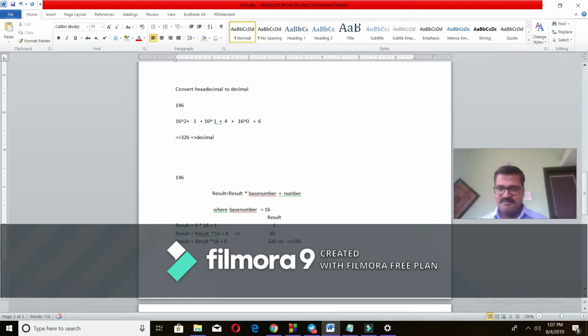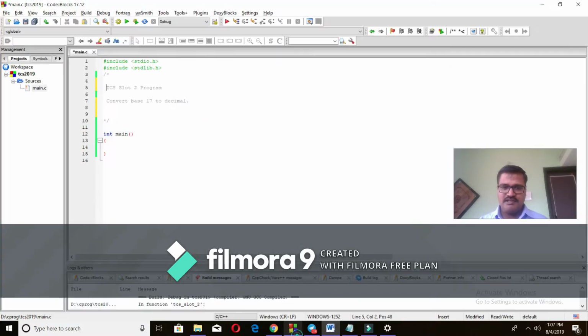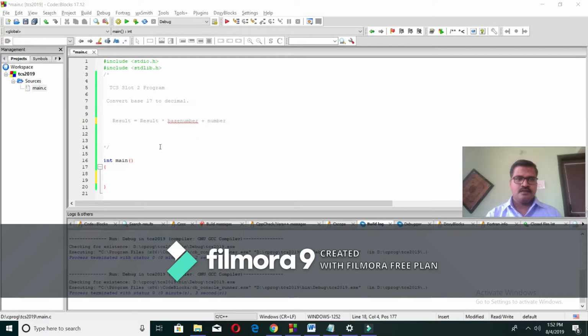Now I'll solve the problem. I'll show you how to solve this in a C program. Let us start with the programming. Here I have taken the TCS slot 2 program, converting base 17 or any base to a decimal number by our formula: result equals result into base number plus number.